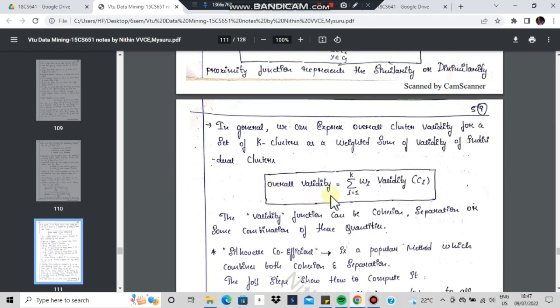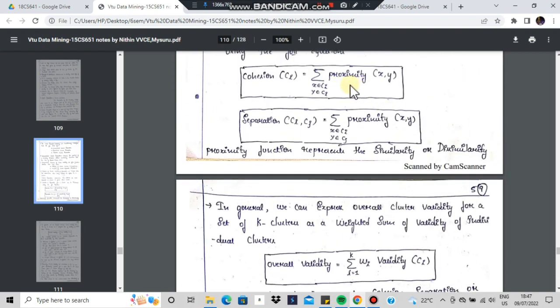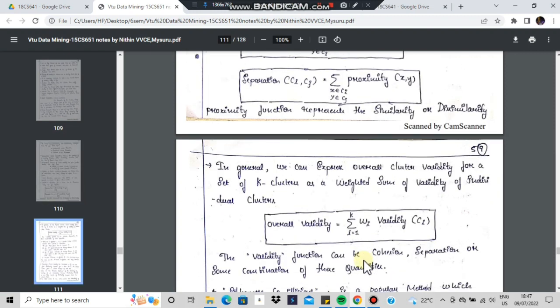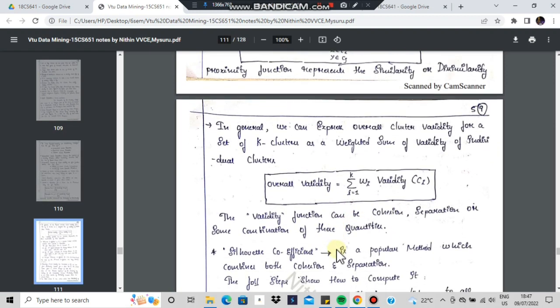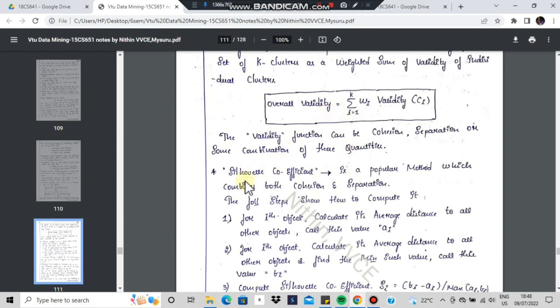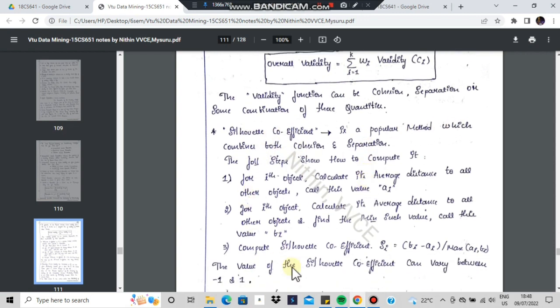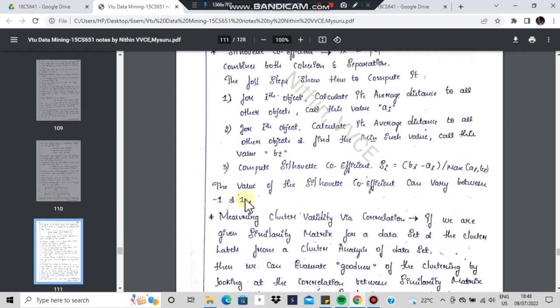We can also calculate the overall validity: how close the objects were and how far apart the objects were. If we combine both, we get the different clusters formed, keeping both techniques in mind. For combining both, we use the Silhouette coefficient and correlation matrix. The Silhouette coefficient is a popular method which combines both cohesion and separation. It calculates the separation and the cohesion using a formula: Si equals bi minus ai divided by max of ai and bi, and the values range from -1 to 1.